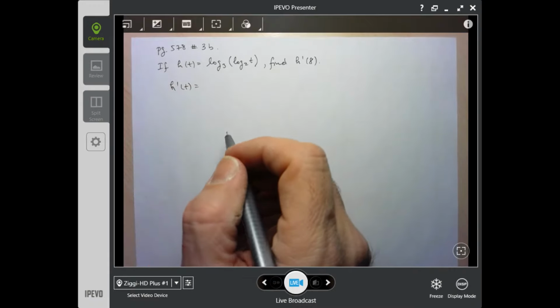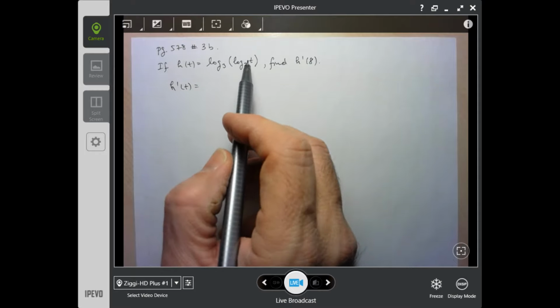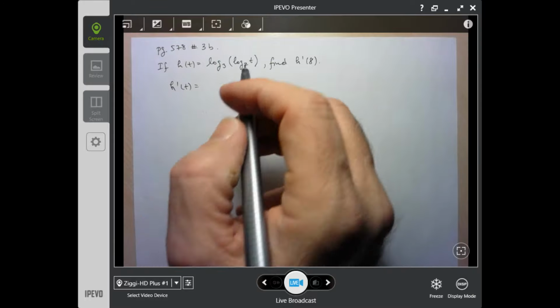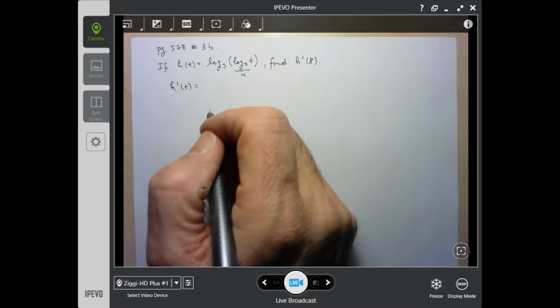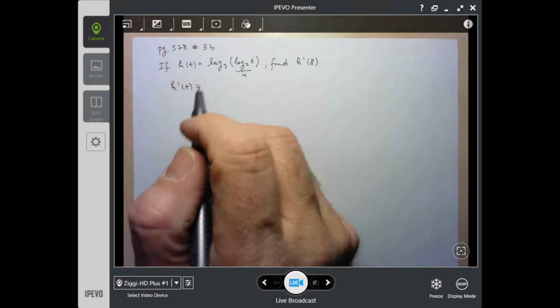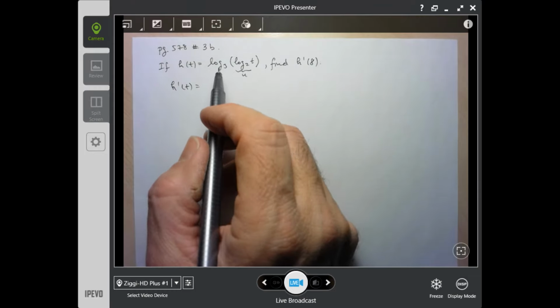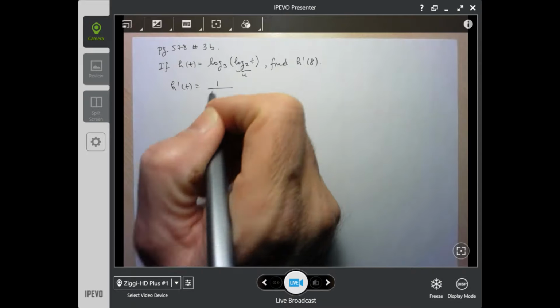Alright, so here I notice that I have the logarithm of this logarithmic expression. So it looks like we're going to have to use the chain rule here. So my inside function that I'm going to call u is just log base 2 of t, and then I'm taking log base 3 of that. So chain rule says first take the derivative of the outside function. So the derivative of log base 3 of u is just 1 over u times ln 3.